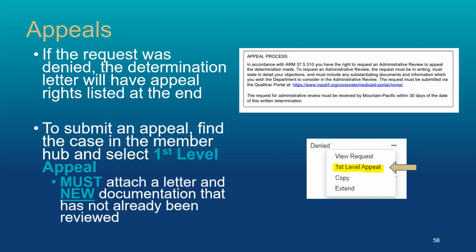Again, you must attach a letter, and it says up there in that box, state in detail your objections, and include any new documentation and information that you want us to look at. I will tell you, if we just simply get a letter that says we think this should be approved and there's no new information to support it, those will typically not get overturned. So there needs to be new information that explains why this request should be approved.